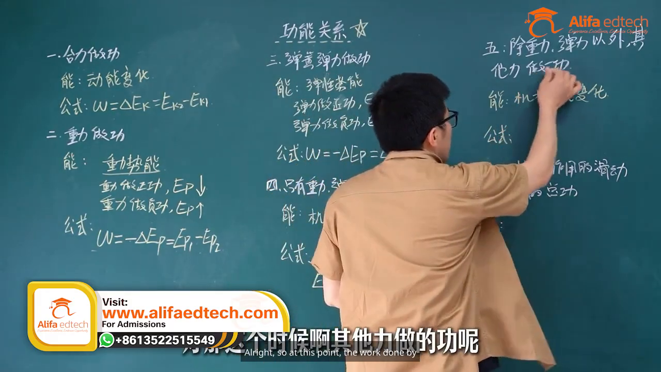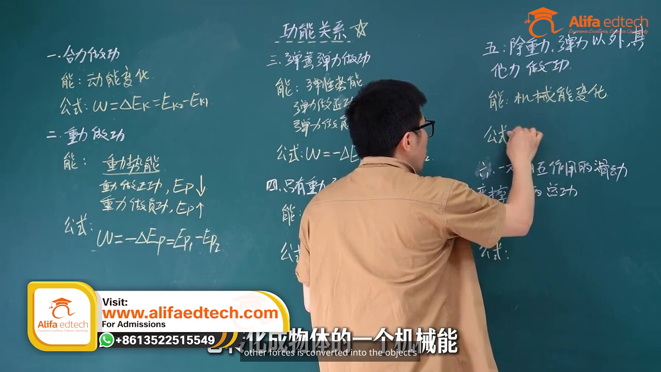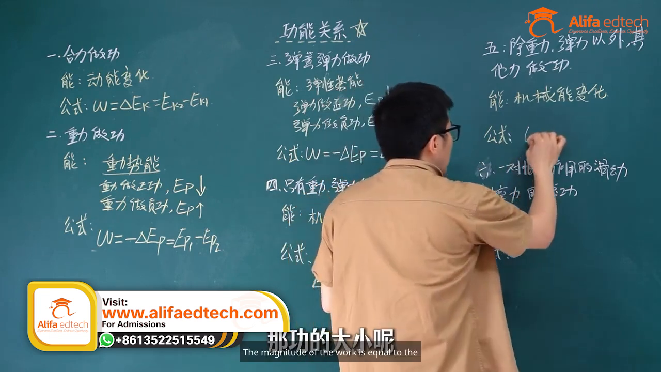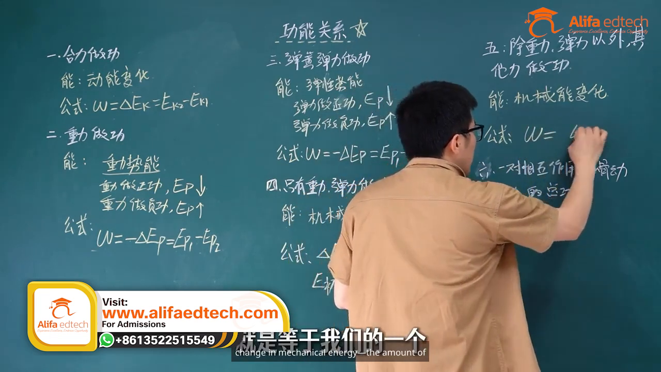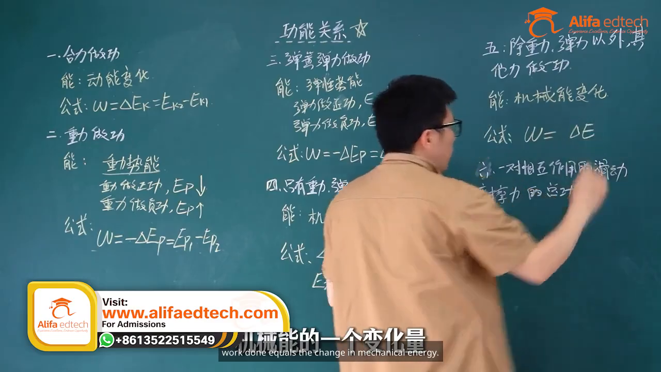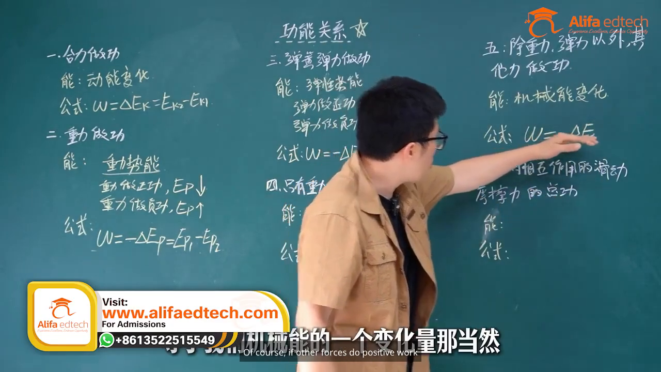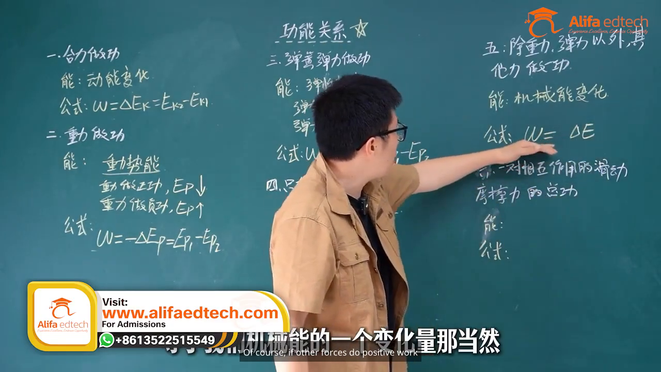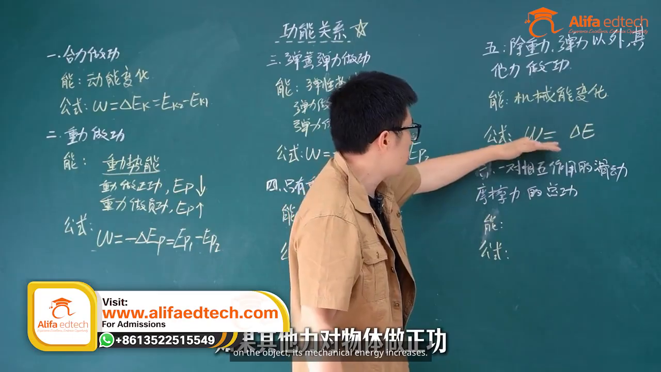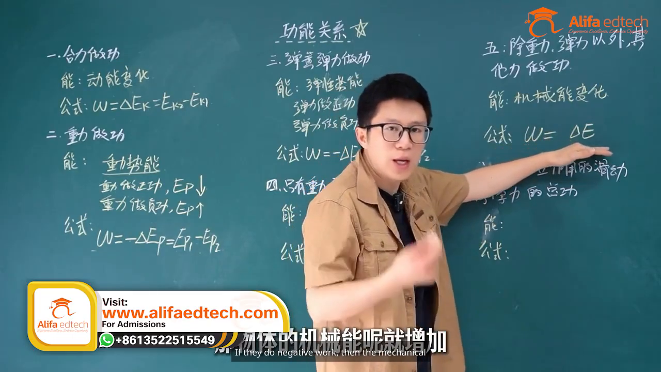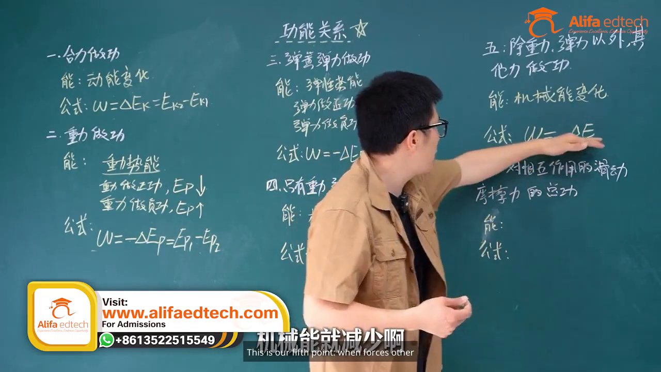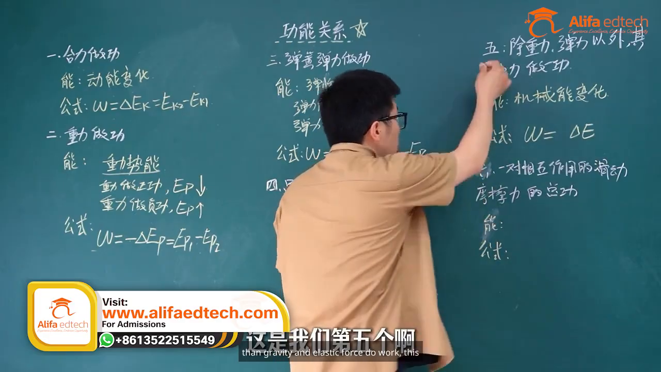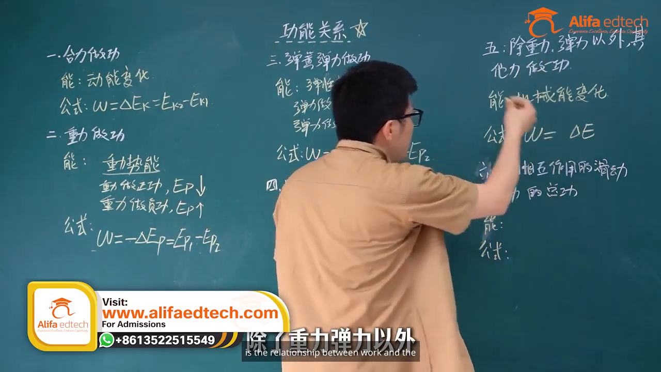Alright, so at this point, the work done by other forces is converted into the object's mechanical energy. The amount of work done equals the change in mechanical energy. Of course, if other forces do positive work on the object, its mechanical energy increases. If they do negative work, then the mechanical energy decreases. This is our fifth point. When forces other than gravity and elastic force do work, this is the relationship between work and the change in mechanical energy.